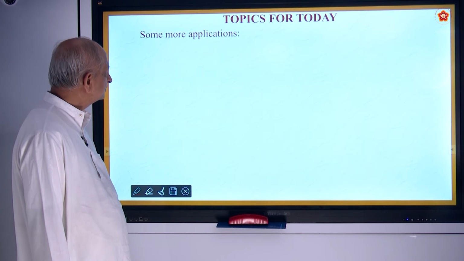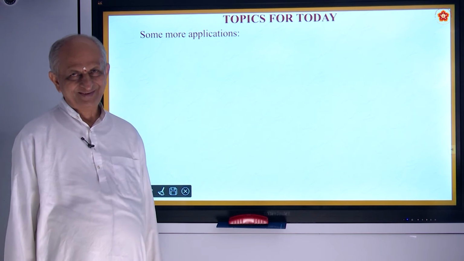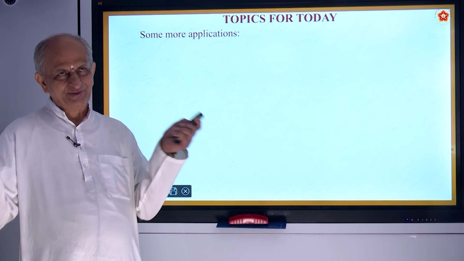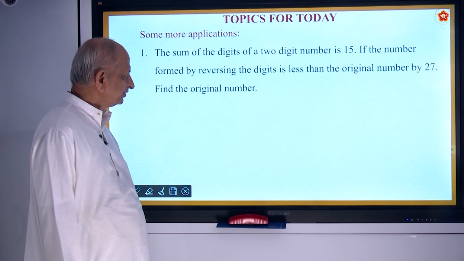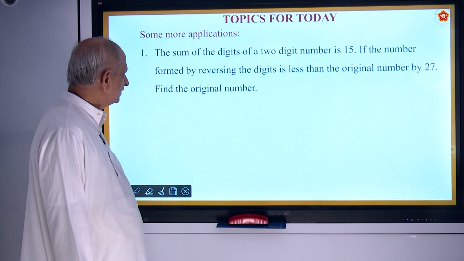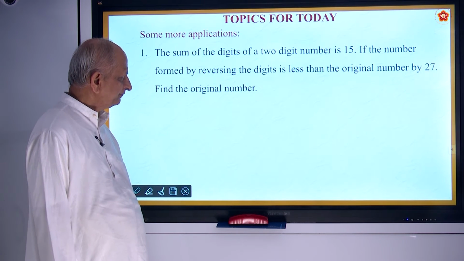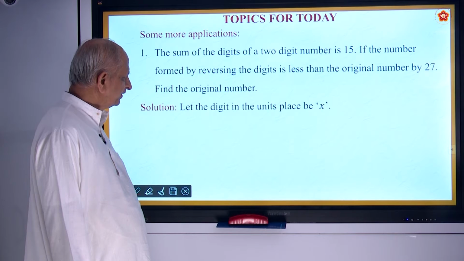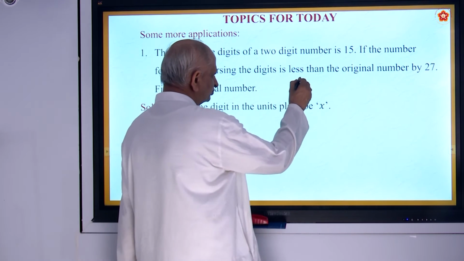Today's topic, applications, some more applications where the unknowns are on either sides. That's how little standard questions we are working out today. The sum of the digits of a two-digit number is 15. So, a two-digit number is there. Can you give an example? Two-digit number. Say 45.